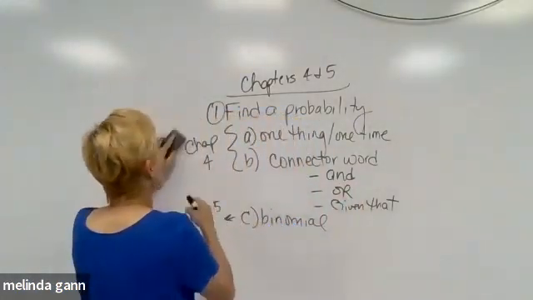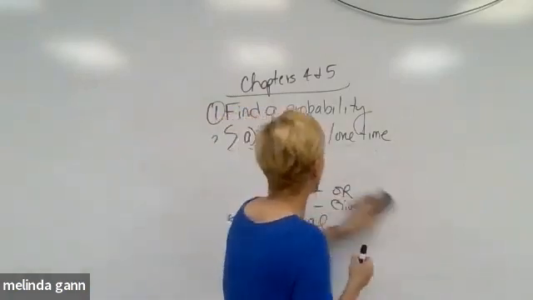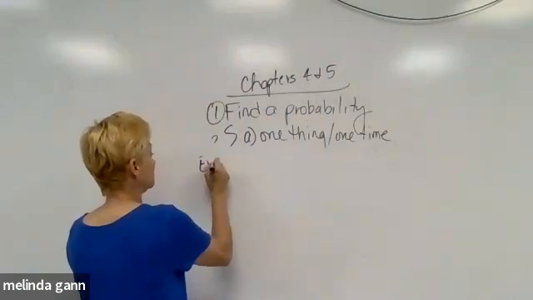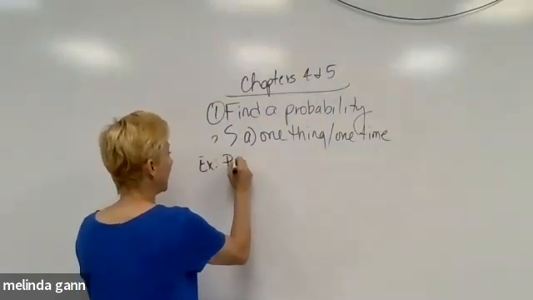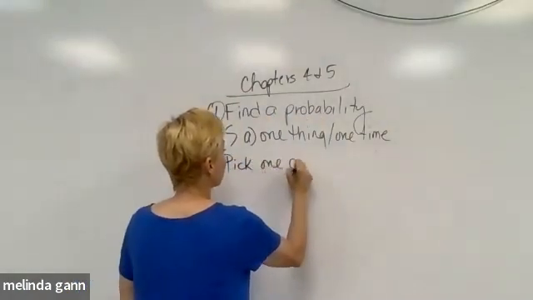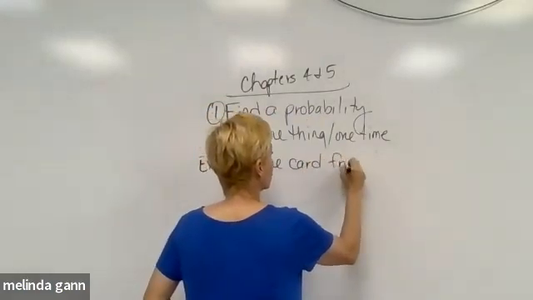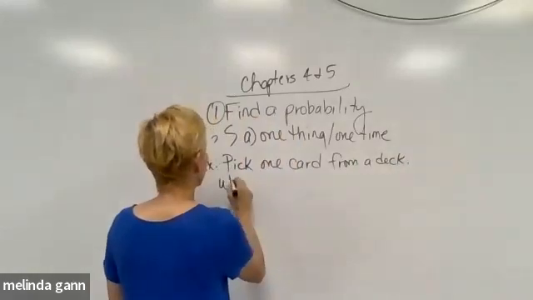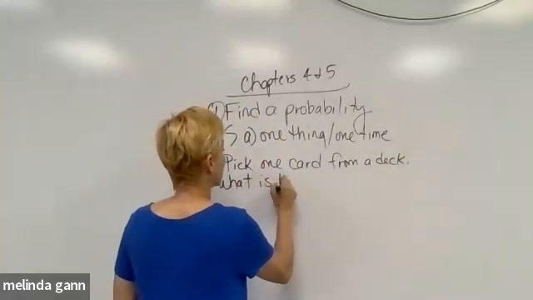So if it's one thing one time, that would be something like this. Example: you pick one card from a deck. What is the probability you get a queen?